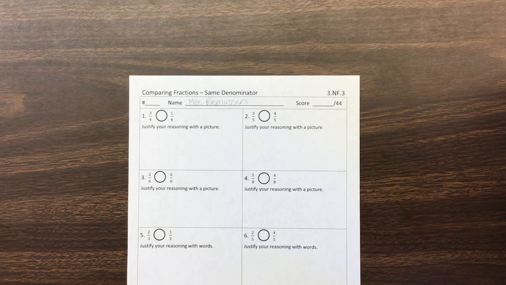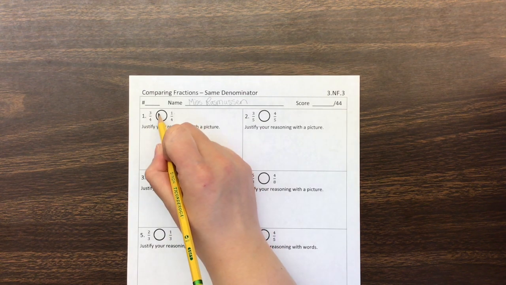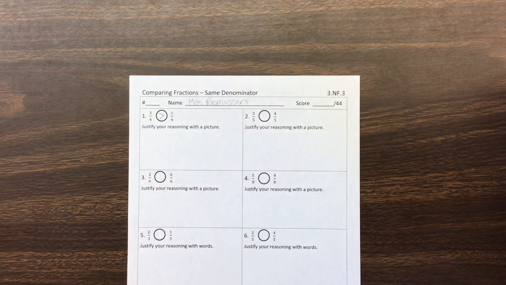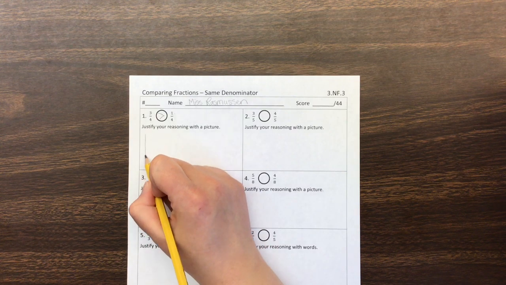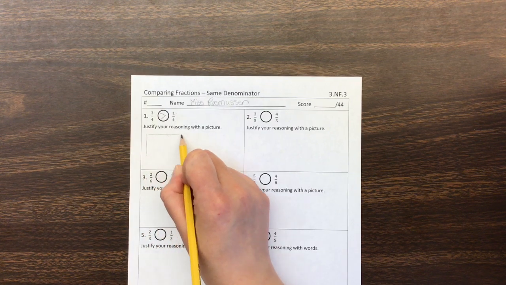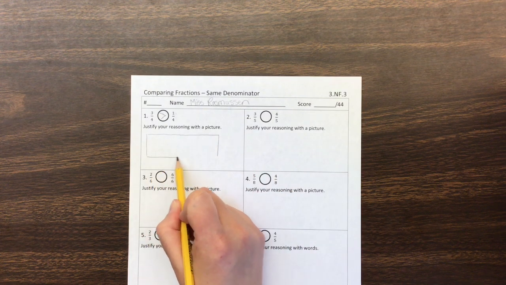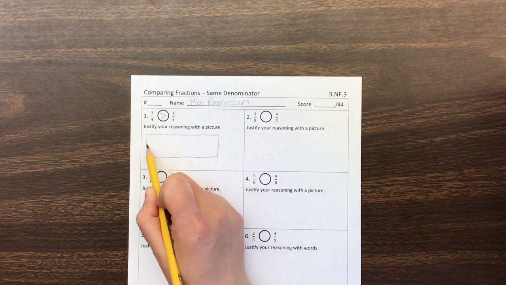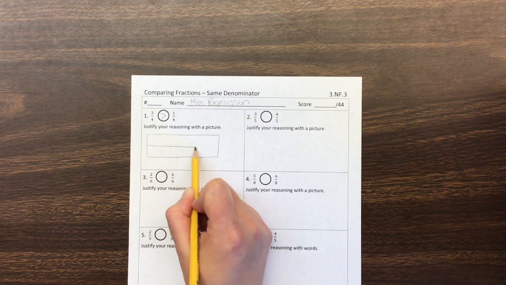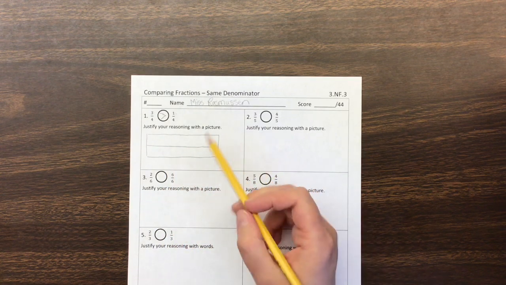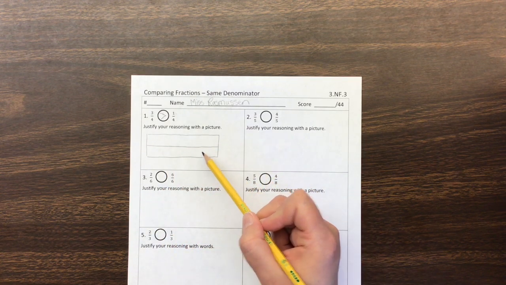All right, let's go ahead and record that. So 3/4 is greater than 1/4, and now I'm ready to justify my reasoning with a picture. I'm going to draw 2 rectangles stacked on each other. And this is easier than trying to draw 2 circles that are equal sized, at least for me. All right, now I at least have 2 wholes that are almost the same size.